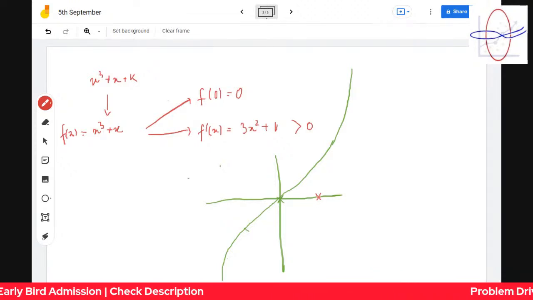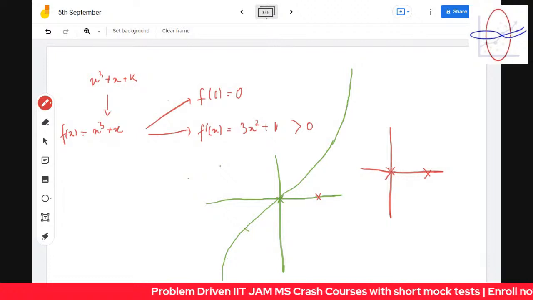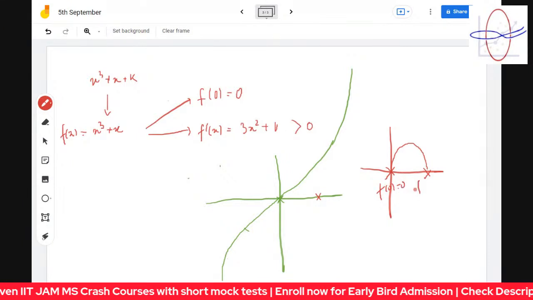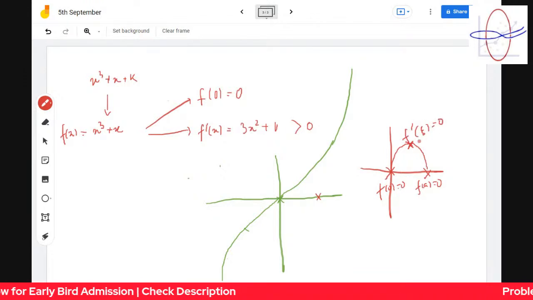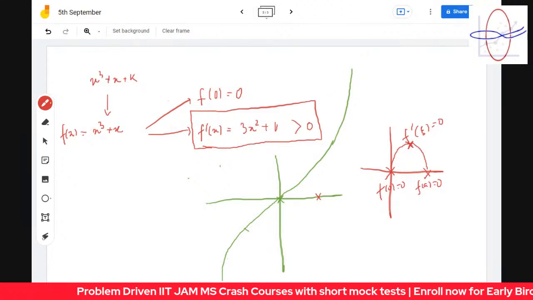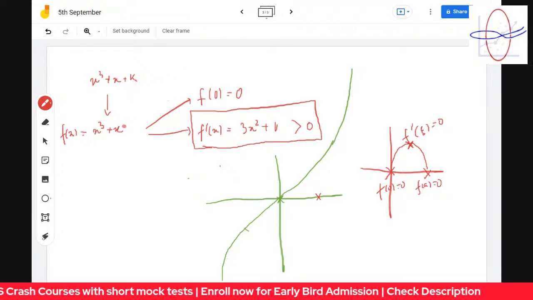Let's say it has a root here. So if it has a root, 0 may be a root here, and let's say there is another root. That means by Rolle's theorem, f of 0 is equal to 0, and let's say f of a is equal to 0. By Rolle's theorem, there exists a point xi between a and 0 so that f dash of xi is equal to 0. But we know that f dash of x is always greater than 0. So it is not possible. So it must have exactly one root.